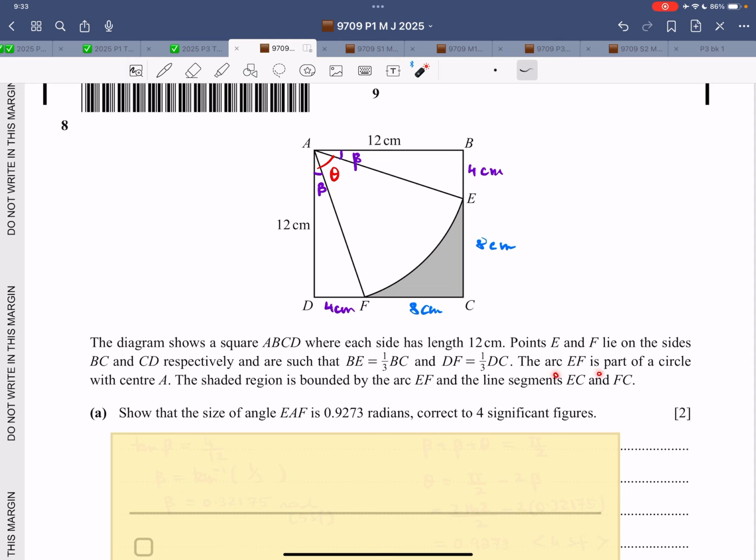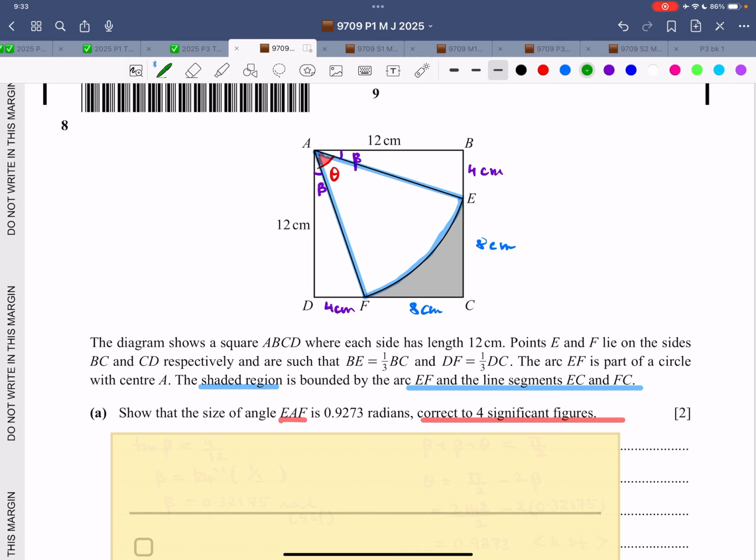Now the arc EF is part of the circle. Now if I focus on the circle, so what do we have? We have this as the radius. We have this as the radius, and this is the arc length that is produced because of these two radii. So now that thing is done, and then it says the shaded region is bounded by such and such, that is given. First of all, they are asking us, show that the size of the angle EAF, that is this angle over here, is this much, correct to 4SF.